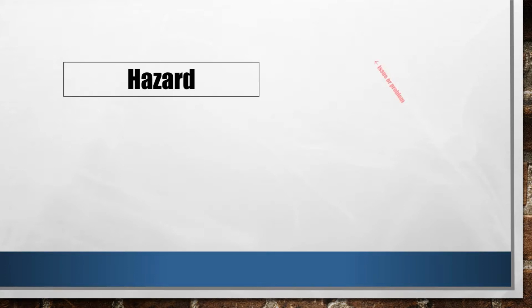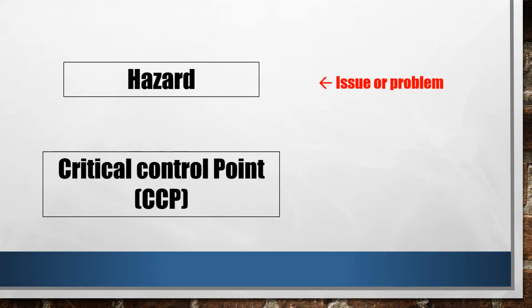So, to review, a hazard is an issue or a problem. A critical control point is the point at which the problem can be controlled.